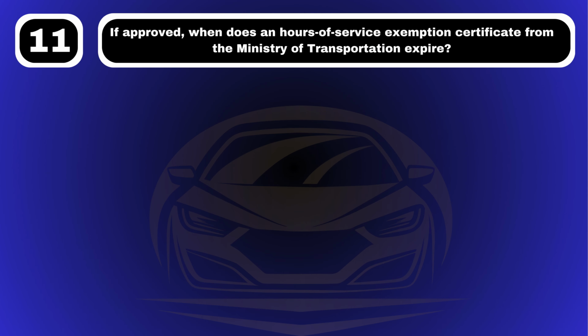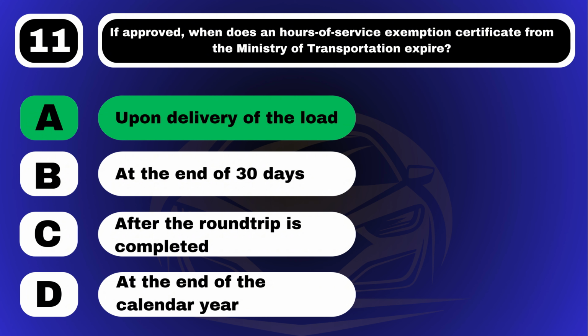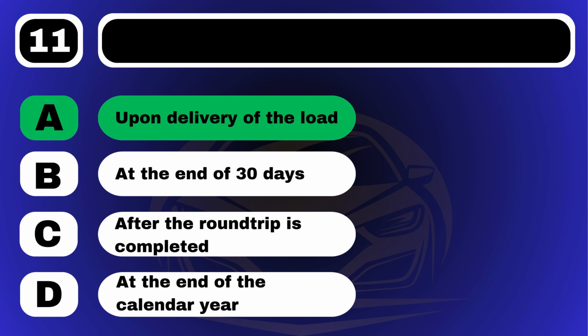Question 11. If approved, when does an hours of service exemption certificate from the Ministry of Transportation expire? A. Upon delivery of the load. B. At the end of 30 days. C. After the round trip is completed. D. At the end of the calendar year. The answer is A. Upon delivery of the load.